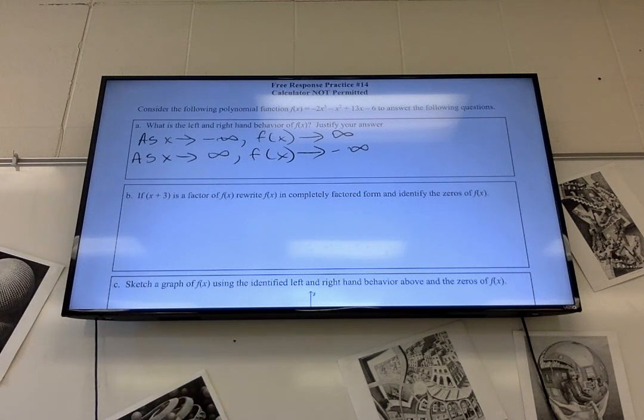So that's what we would say is our reasoning. Odd degree, negative leading coefficient. That's our justification. So we won't get any points taken off just for putting that? I would accept that.